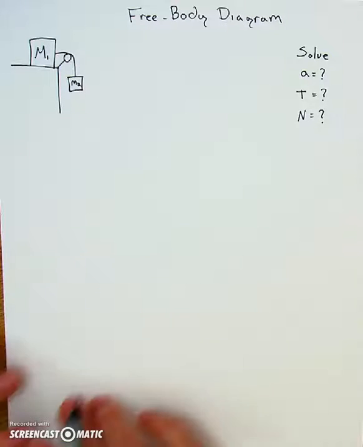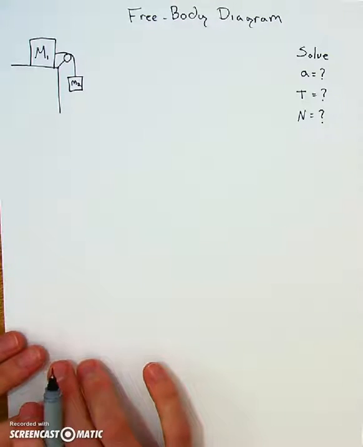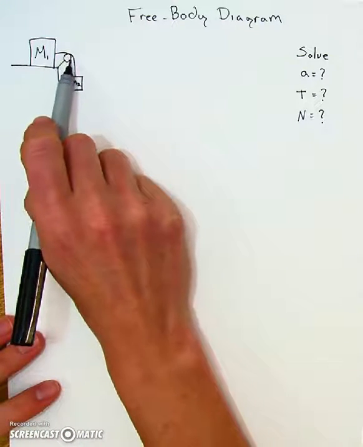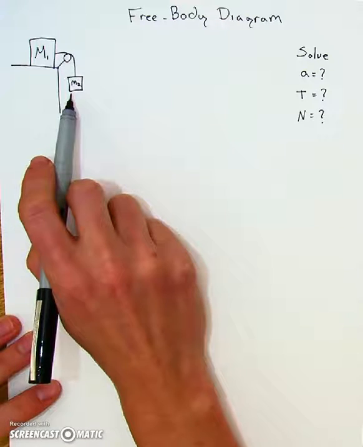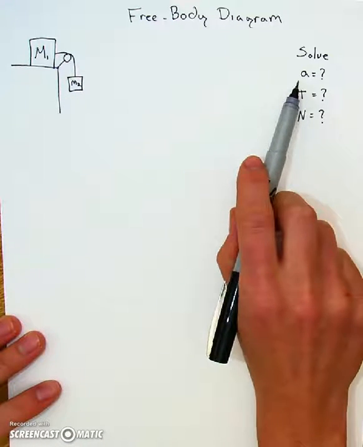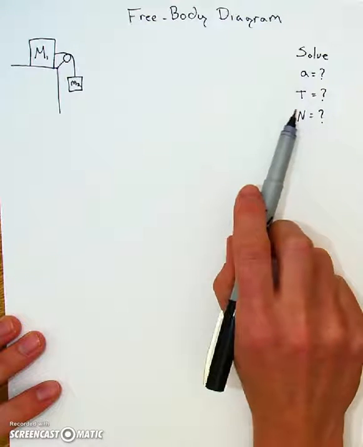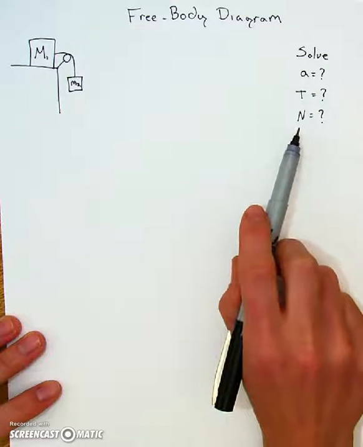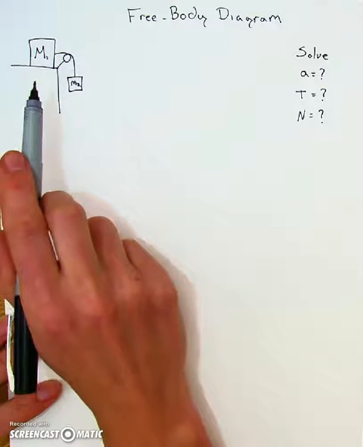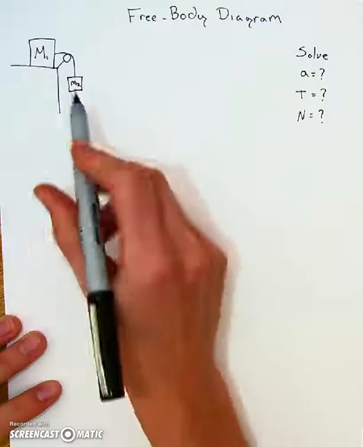Hello class! Today we're going to do a free body diagram example with a mass on a table connected to a rope over a pulley, and on the other end is a small little mass. Now we're going to try to figure out what the acceleration is of the whole system, what the tension is, and the normal force. Now the first step is to draw all the vectors on the diagram.